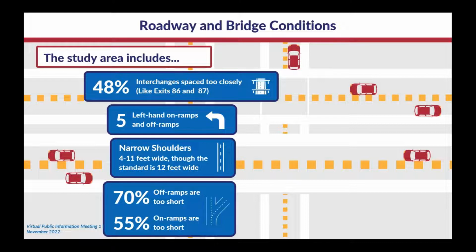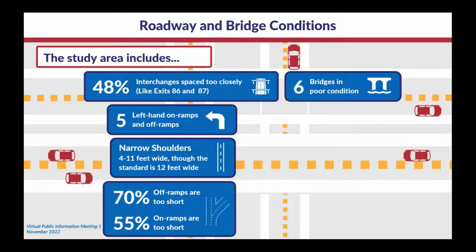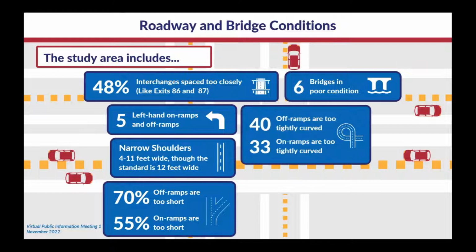70% of the off-ramps and 55% of the on-ramps are too short. This causes drivers to slow down on the main line. 6 bridges are in poor condition. 40 off-ramps and 33 on-ramps have curves that are too tight. And the I-95 main line also has 7 curves that are too tight with steep grades.